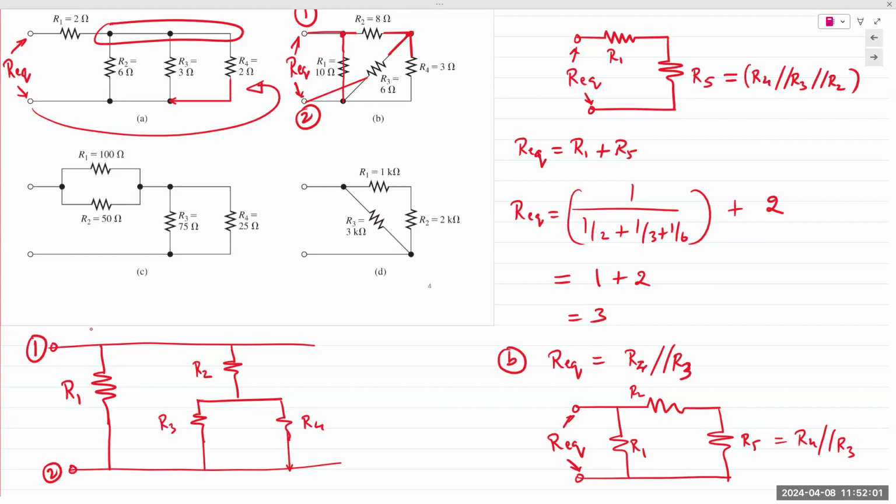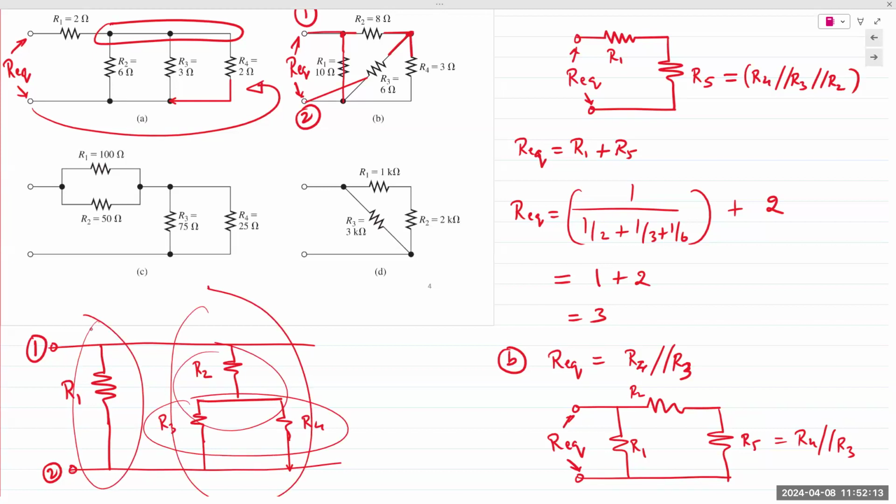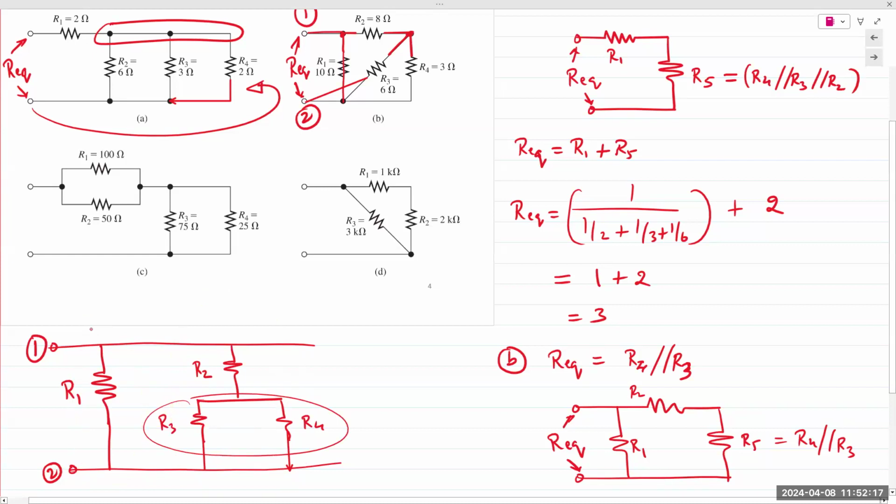Everything is either in parallel or in series. I can see R3 and R4 are in parallel, which is then in series with R2. And this entire branch on the right is in parallel with R1. Take 10 seconds, think over it. Let me know if you have any questions. Does that make sense?